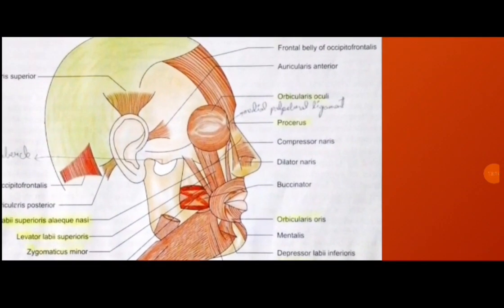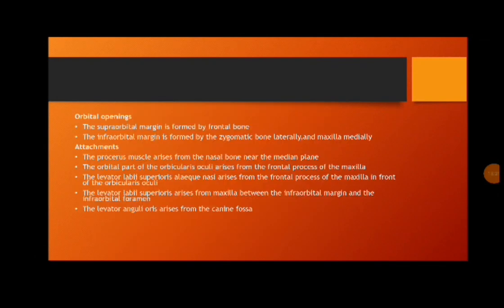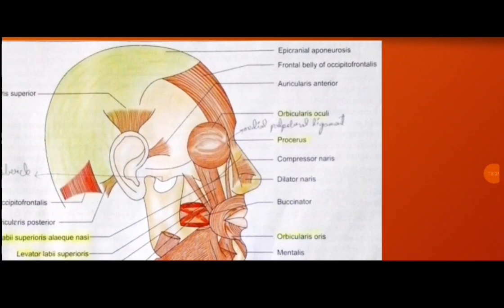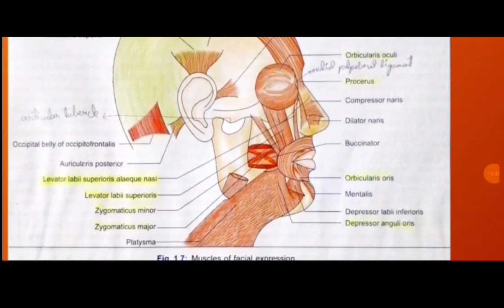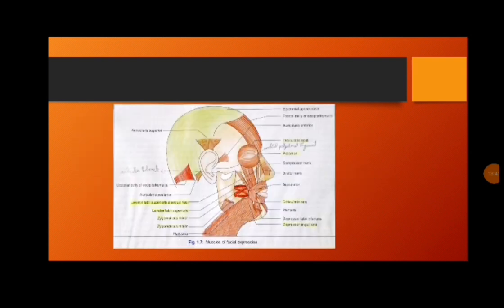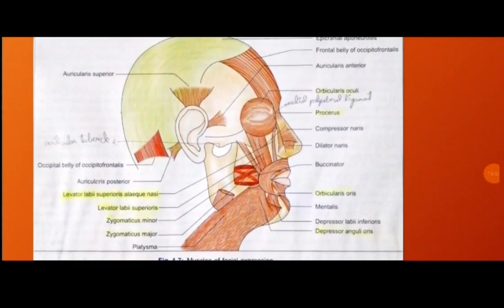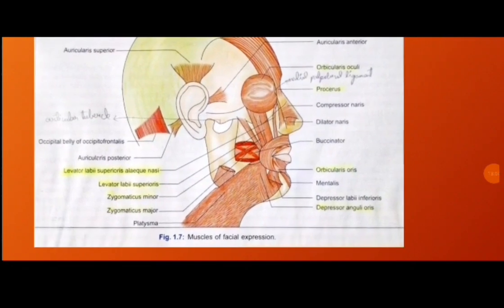Can you see the orbicularis oculi muscle? Then levator labii superioris alaeque nasi arises from the frontal process of the maxilla in front of the orbicularis oculi. So in front of the orbicularis oculi you can make out the levator labii superioris alaeque nasi. Levator labii superioris arises from the maxilla between the infraorbital margin and the infraorbital foramen.